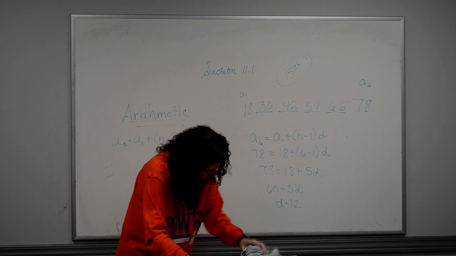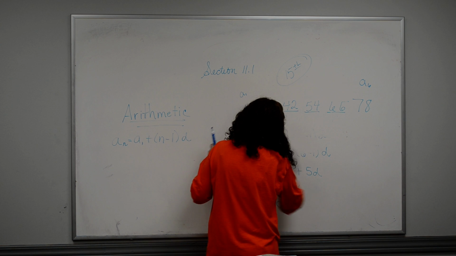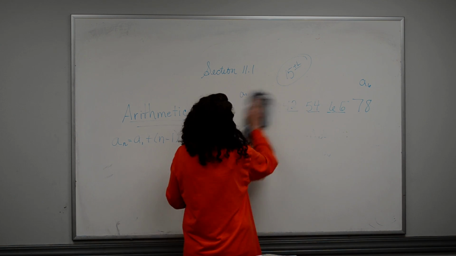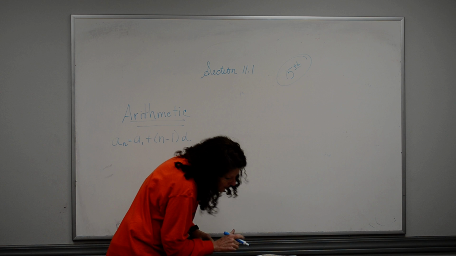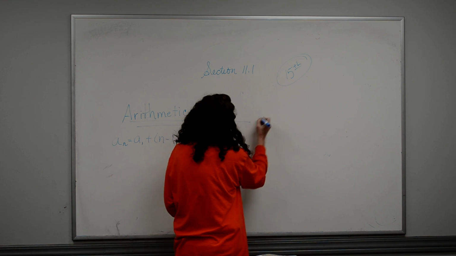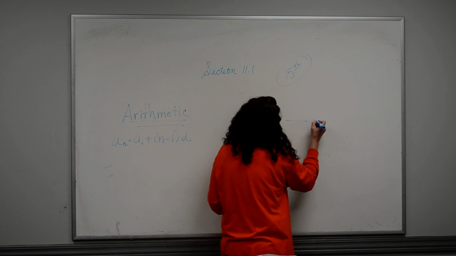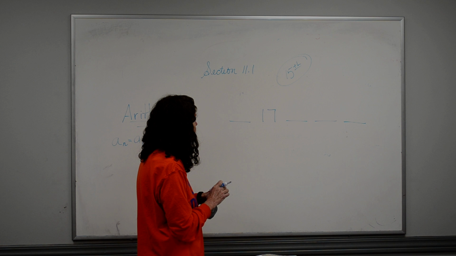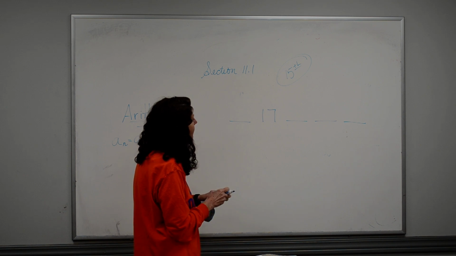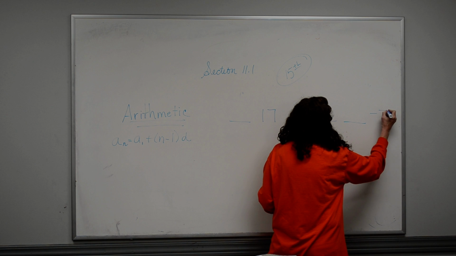Let me do one more here. That's a little bit different, and then that will be it for this section. So let's say I have blank, 17, blank, blank, blank, and then negative 7. That's a bit of a problem because I don't know the beginning term.